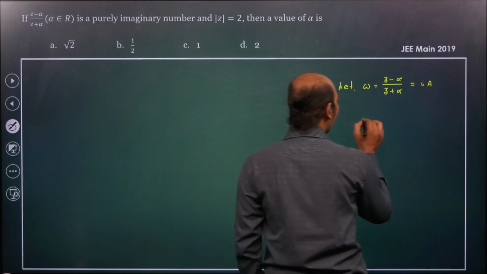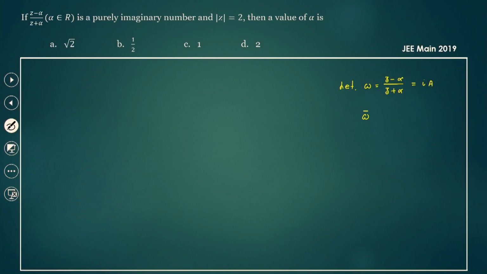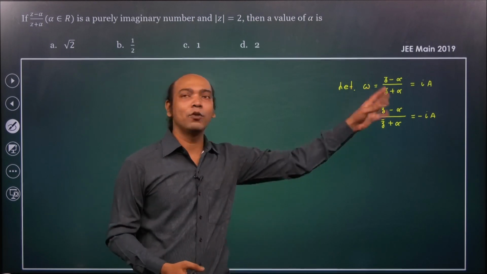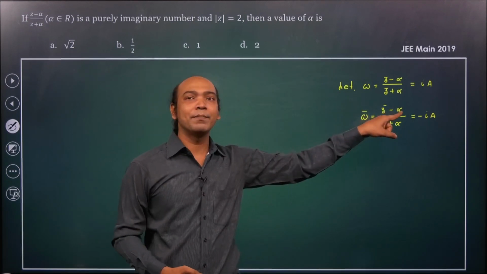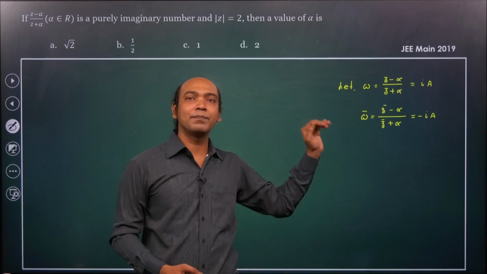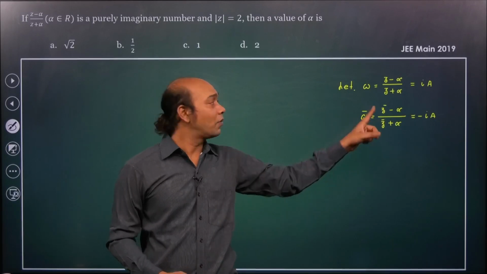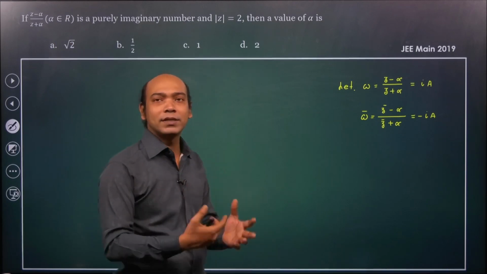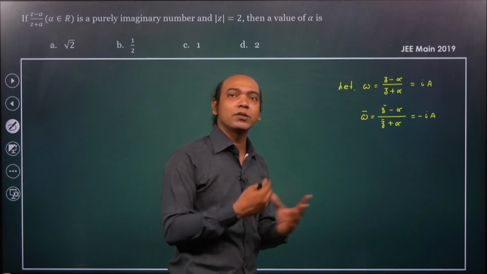Now let us take omega bar. That will give you (z bar minus alpha) divided by (z bar plus alpha), and that's obviously equal to minus i a, because we are taking the bar, so the bar will be applied overall. So therefore we get (z bar minus alpha bar) divided by (z bar plus alpha bar). Now here alpha is given as a real number, so we cannot take that under the bar. So therefore it is done.